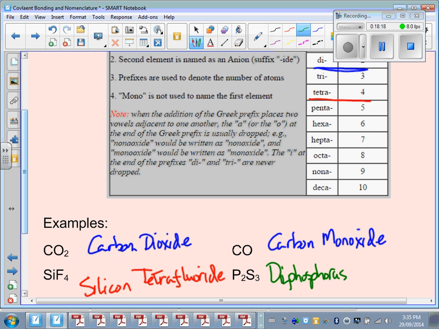Diphosphorus. And then how many sulfurs are there? Well, there's 3, so you use tri.